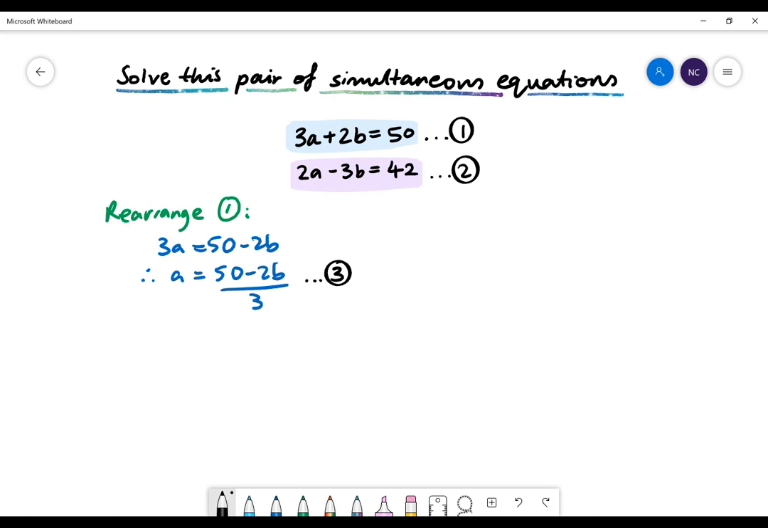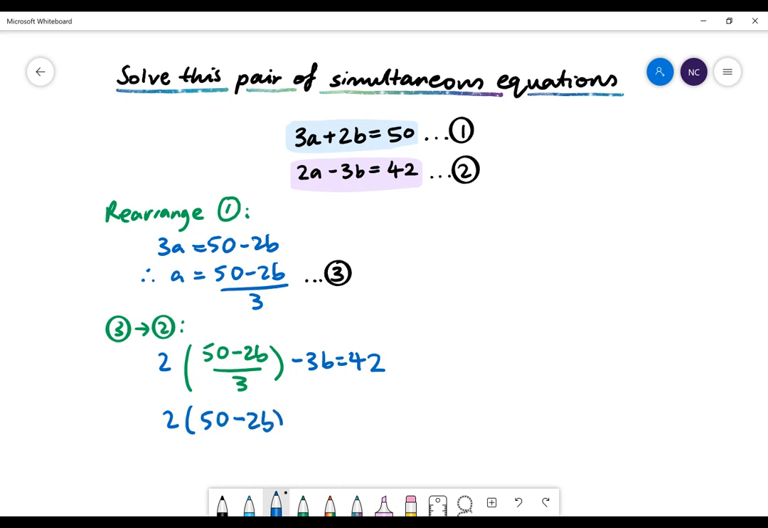Because equation 3 was rearranged from equation 1, the only place to put equation 3 is into equation 2. Wherever we see the a, we're going to rewrite it as (50 - 2b) divided by 3. This equation looks quite complex because of the denominator. To get rid of the denominator, we need to multiply each term by 3. So we'll be left with 2 multiplied by (50 - 2b), minus 9b, equals 126.